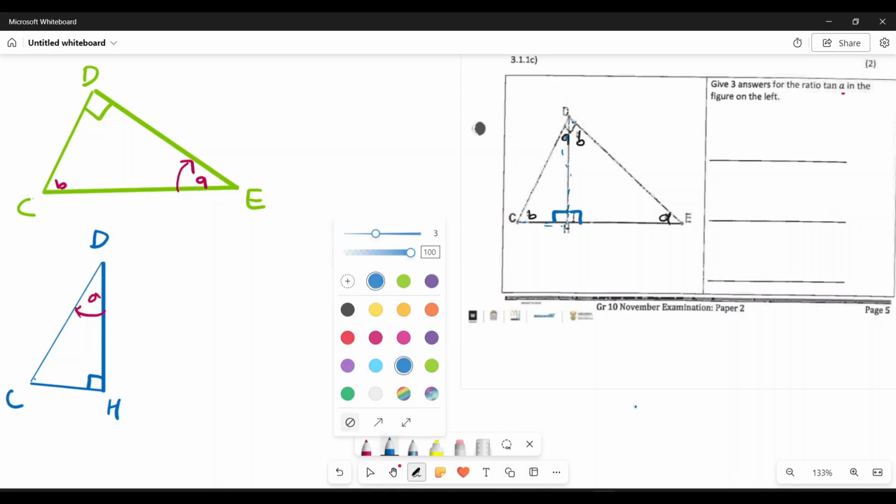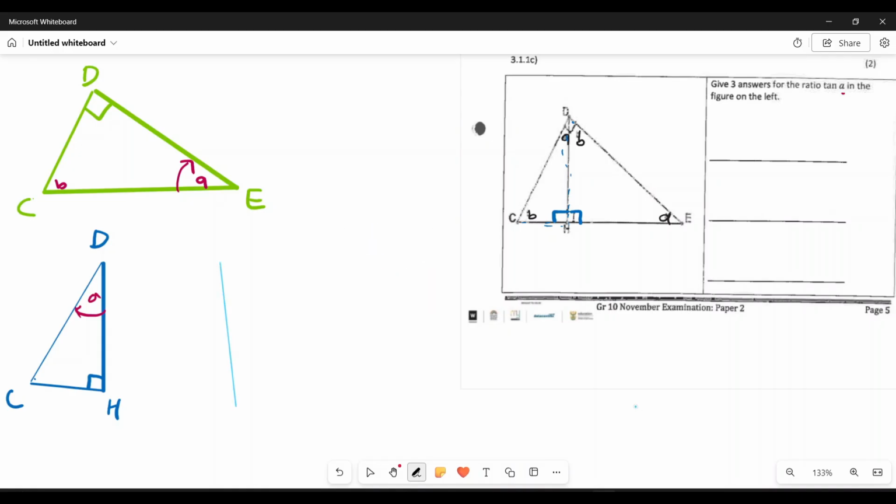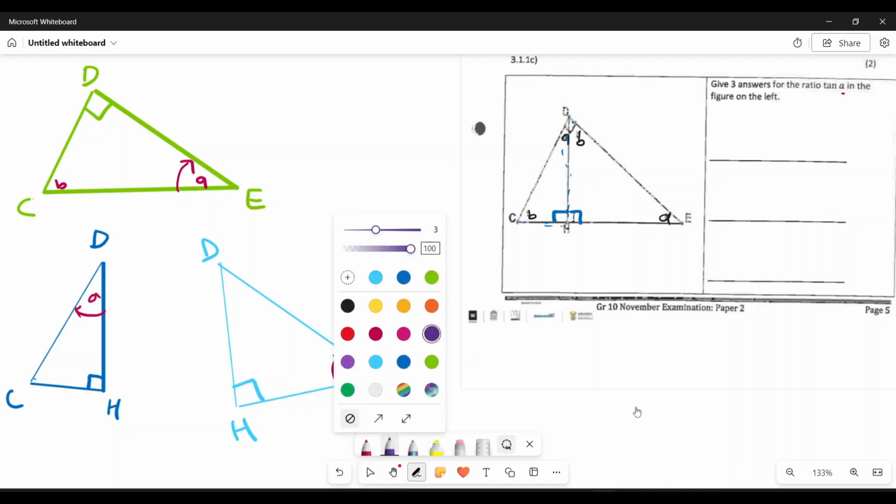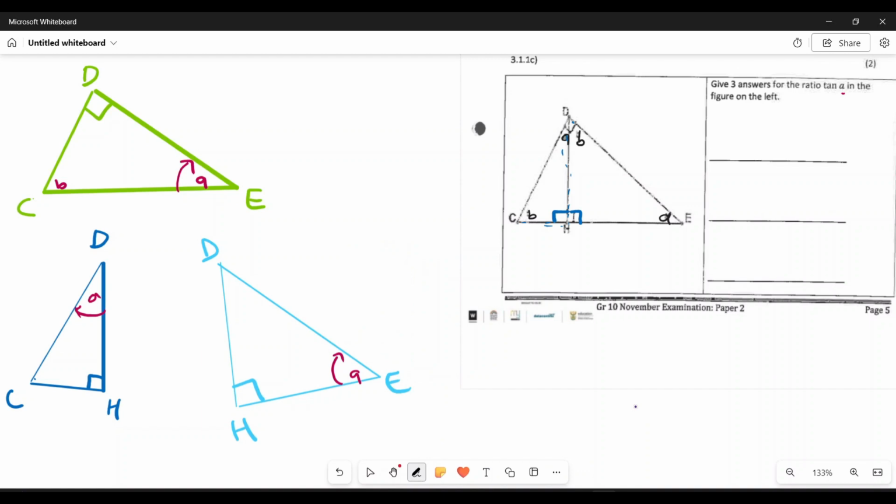Now drawing the last triangle. Remember here it's 90 degrees. This is my point D, this is my point H, this is my point E, and my reference angle A is here. Now that I've separated my triangles, remember I need to give three ratios for tan of A. Let me do that on the first triangle. Now remember your SOHCAHTOA.